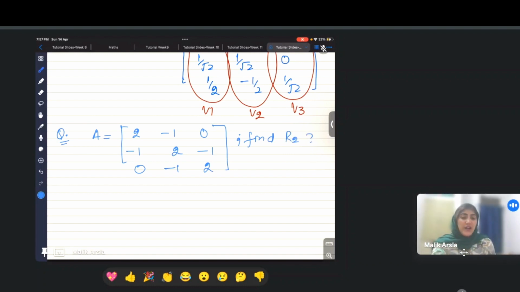So quickly try it now and tell me what you are getting. First, you have to calculate theta, then similarly calculate R1, then D1, and then R2.